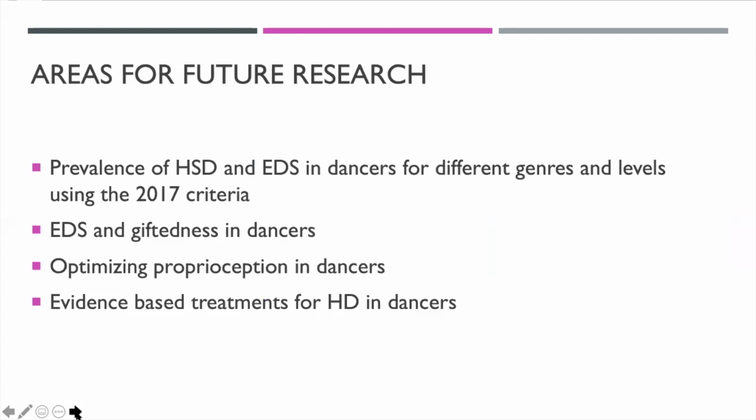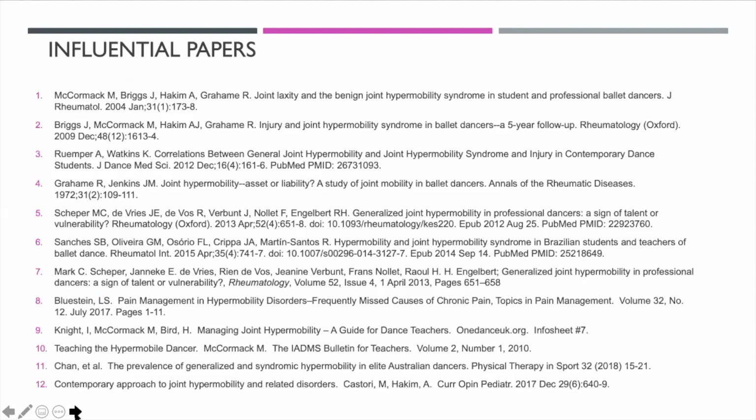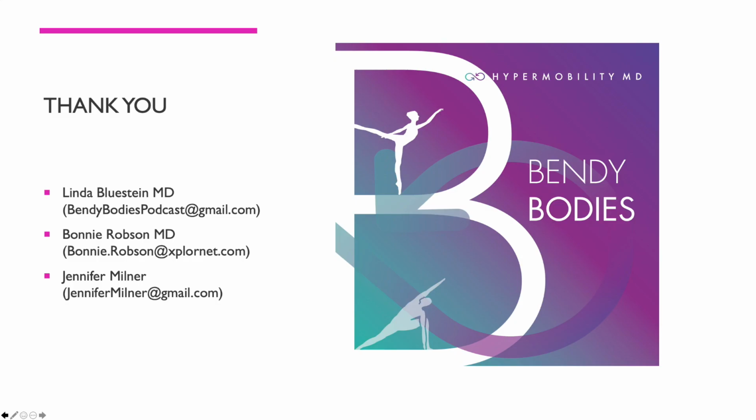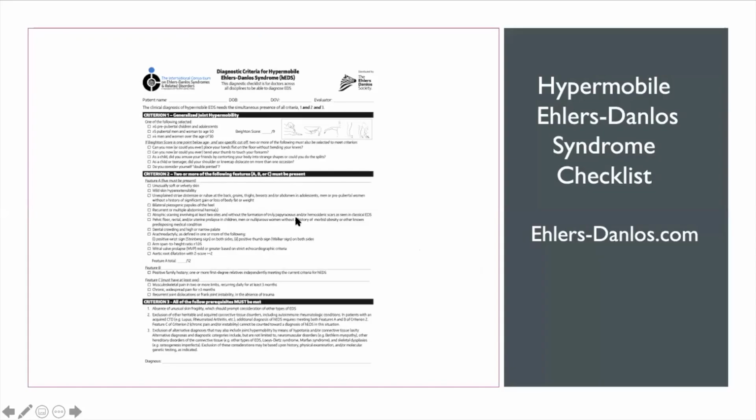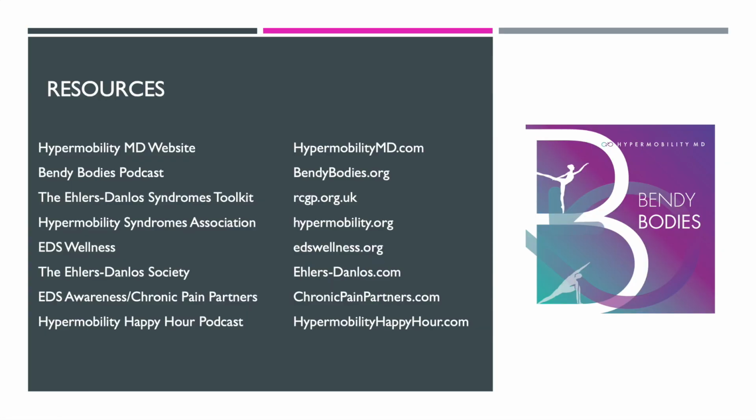These are some areas for future research, and I encourage anyone who is interested in research to please contact me, contact Jennifer. Very interested in collaborating with other professionals. And these are some influential papers. And this is the panel, this is the team. I'm so grateful to both Dr. Robson and to Jennifer Milner for their outstanding work on this. This is the checklist that I had mentioned earlier, and it can be found at ehlersdanlos.com. And here's some other resources.